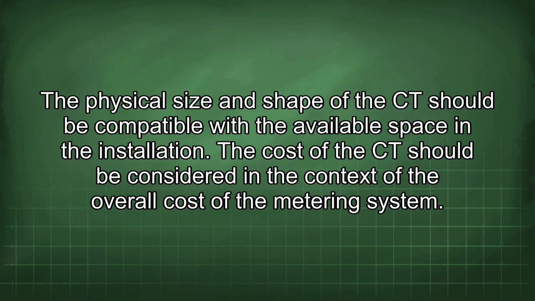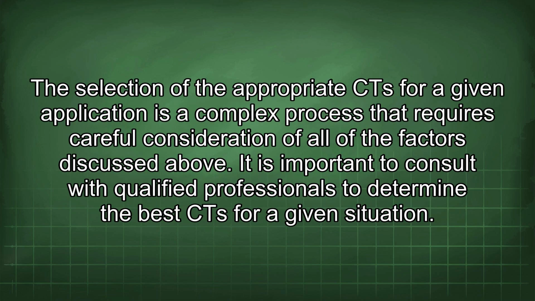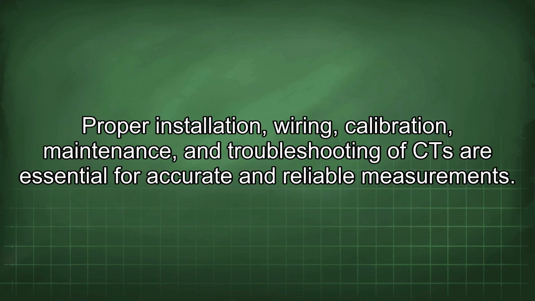The physical size and shape of the CT should be compatible with the available space in the installation. The cost of the CT should be considered in the context of the overall cost of the metering system. The selection of the appropriate CT for a given application is a complex process that requires careful consideration of all of the factors discussed above. It is important to consult with qualified professionals to determine the best CT for a given situation. Proper installation, wiring, calibration, maintenance, and troubleshooting of CT are essential for accurate and reliable measurements.